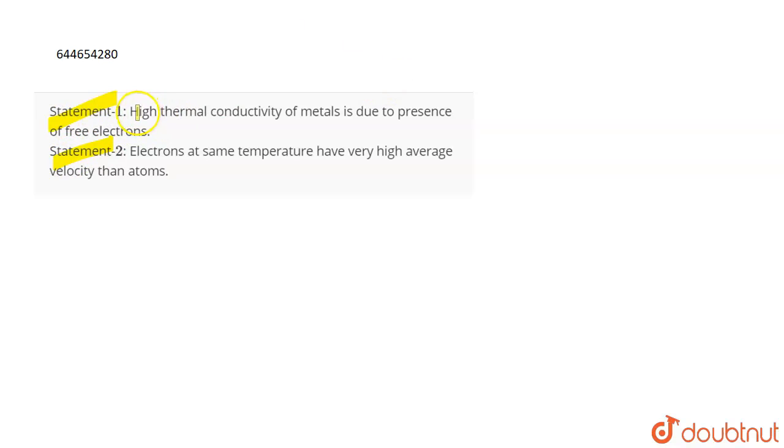The question is, you're given two statements, statement 1 and 2. The first statement is that high thermal conductivity of metals is due to the presence of free electrons. And statement 2 is electrons at the same temperature have very high average velocity than atoms. So we have to tell which statement is true or false, or whether statements 1 and 2 are related to each other, or statement 2 is the correct reason for statement 1. So that's what we have to conclude here.